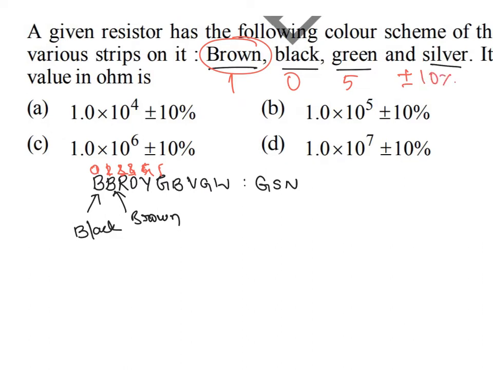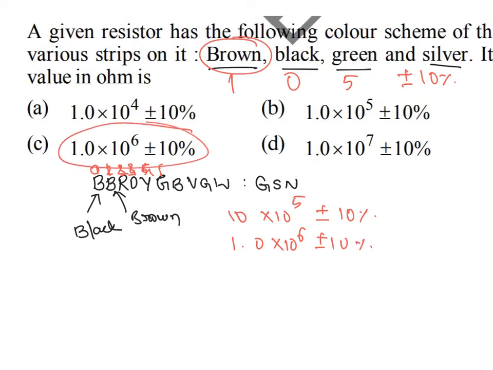So that's the reason why it is 10 into 10 to the power of 5 plus or minus 10%, or else 1.0 into 10 to the power of 6 plus or minus 10%. Okay, so that's the reason why option C is the right answer for this particular question.